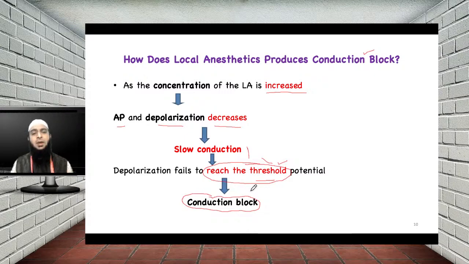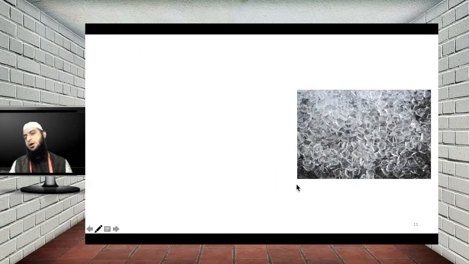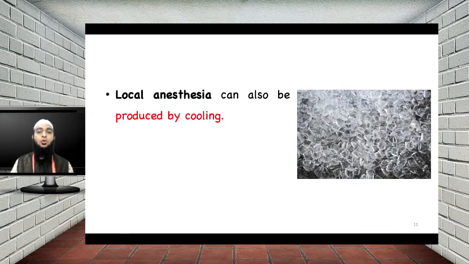Okay, so in my own words I have tried to explain how local anesthetics produce the conduction block. I hope it is clear to you. So basically what they are doing, they reduce the depolarization due to blockage of the sodium, and since there is a reduction in depolarization, there is slow conduction, and it is not sufficient to reach the threshold potential which is required for conduction of the impulses towards the brain. Okay, so this is about the molecular level mechanism of local anesthetics.